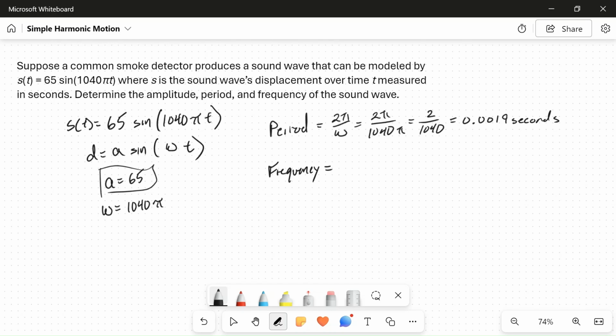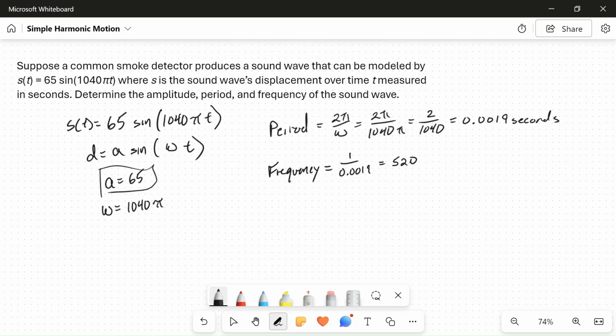How do we find frequency? Well, remember, frequency and period are reciprocals of each other. So it's 1 over the period. And so in this case, it would be 1 over that 0.0019. You could also think of it as 1040 divided by 2. And that means our frequency is 520.